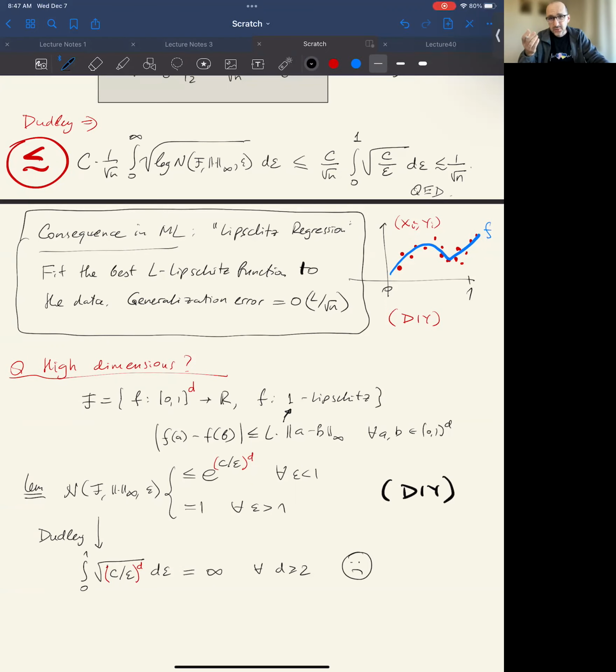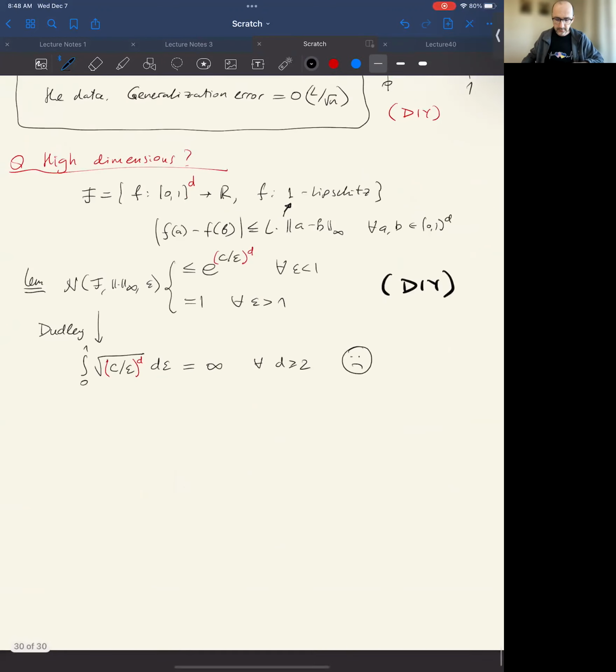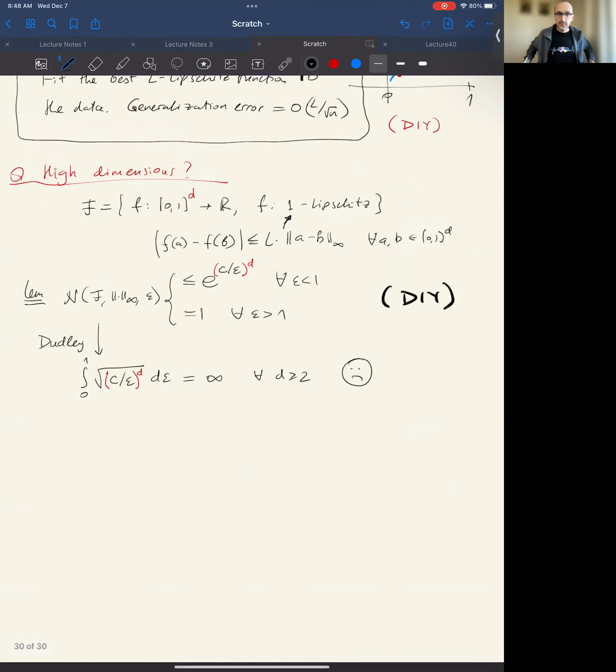Even for d equal 2, we'll have c over epsilon. That's a function that's not integrable. Now suddenly we have a problem. This whole thing doesn't generalize to higher dimensions because Dudley becomes non-integrable. Yeah, you see the problem? Okay.